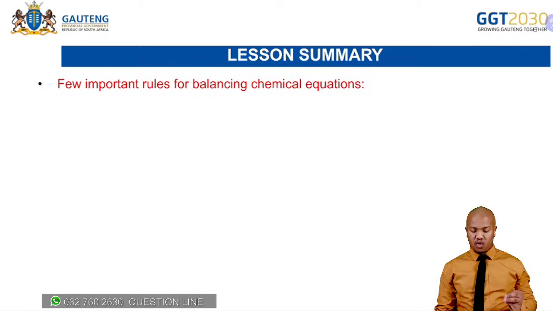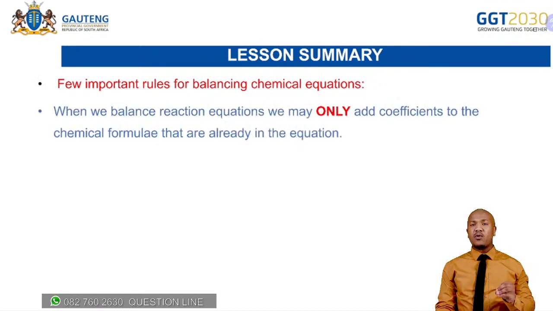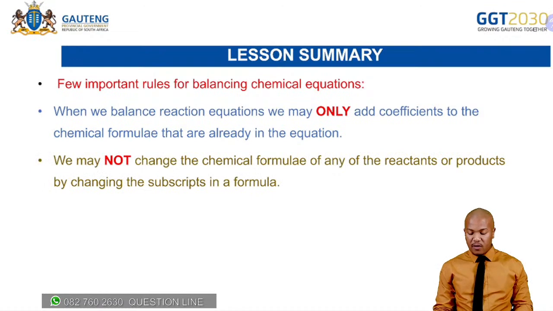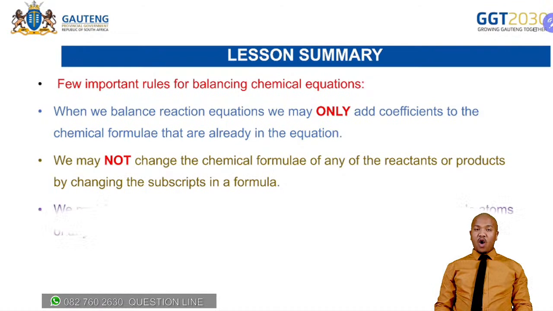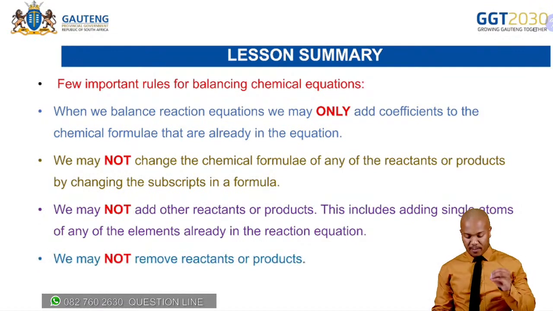Now we talked about the rules for balancing chemical equations. The first rule, which is the most important one, says we may only add coefficients to the chemical formulae that are already in the equation, but we cannot change the chemical formulae of any reactant or the products. Also, we cannot add any reactant or product. And lastly, we may not remove reactants or products.